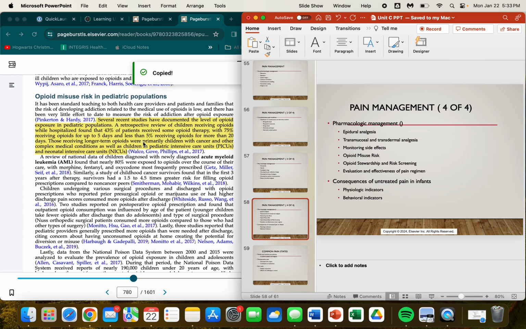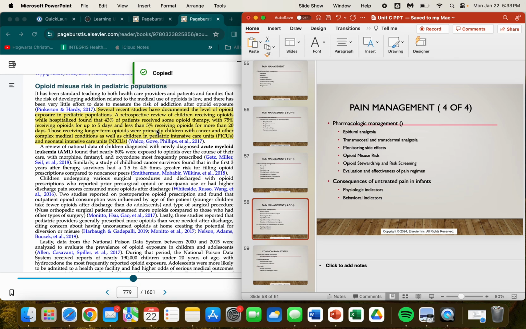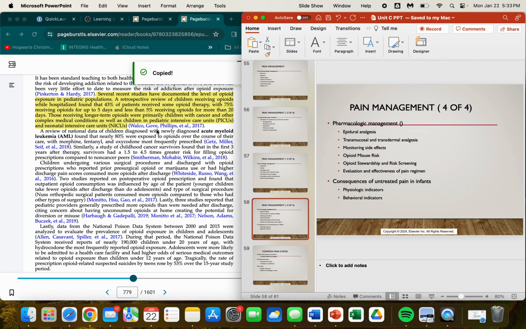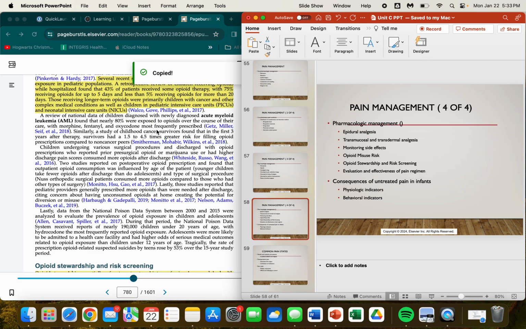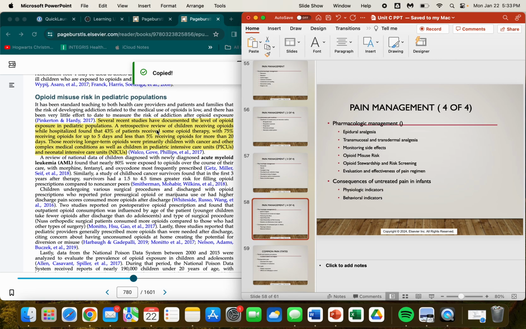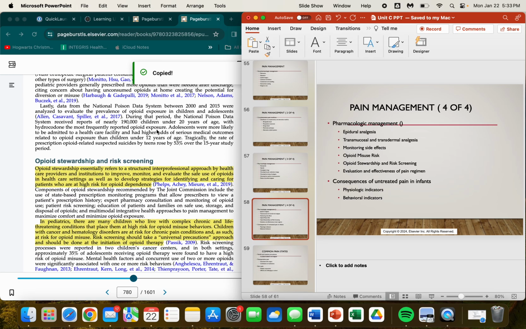So we talk a little bit about opioid misuse. Several studies show the level of opioid exposure in pediatric populations: 43% received some opioid therapy, 75% received opioids for 5 days, and less than 5% were receiving opioids for more than 20 days. Those receiving long-term opioids were primarily children with cancer and other complex issues. But that is just to say that we should be evaluating that and evaluating how we wean patients off of opioids, and obviously always advocating for that.